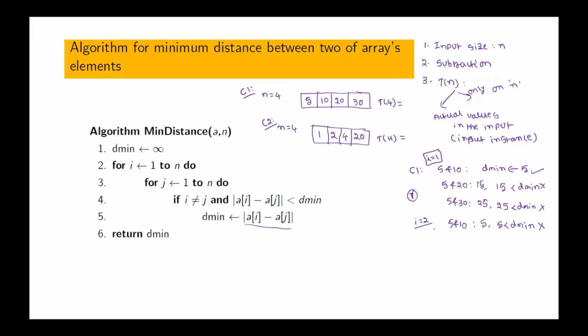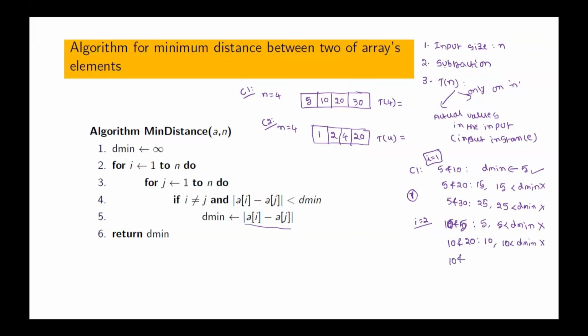Next it compares A of I, I equals 2. What is the value? I equals 2 is 10. So 10 and 20, next 10 and 30. 10 and 20 it compares. What is the difference? 10. 10 is less than D minimum? No.